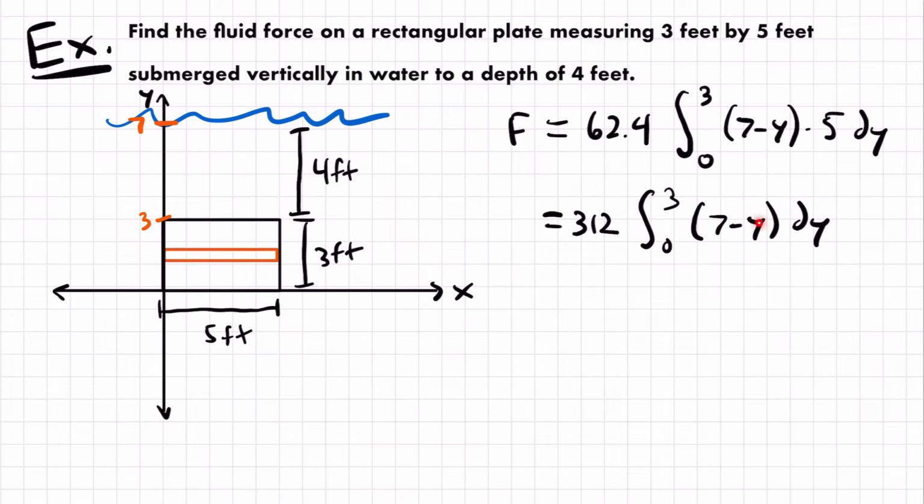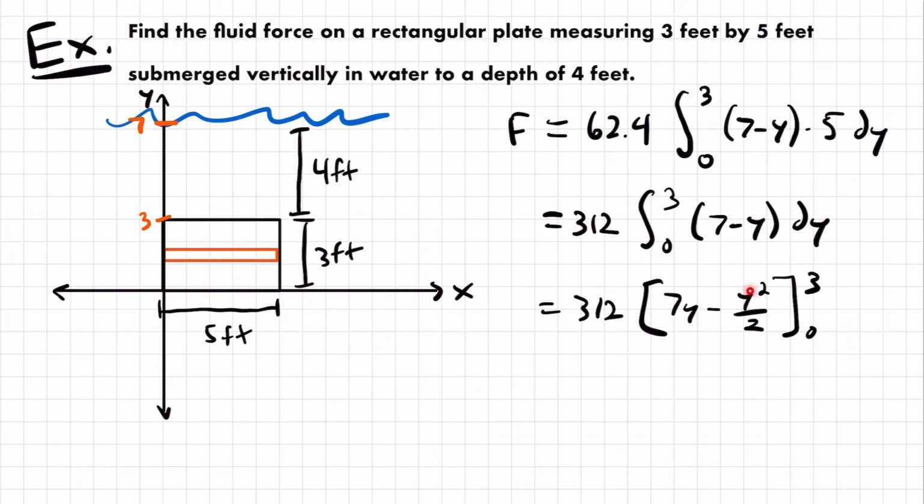And now let's integrate each of these terms with respect to y. This will be equal to 312 times 7y minus y squared divided by 2, evaluated from 0 to 3. Right, the integral of a constant like 7 will be that constant times the variable of integration, which in this case is y, so we have 7y. And then the integral of y, if we use the power rule of integration, by adding 1 to the exponent and dividing by that new exponent, will give us y squared divided by 2.